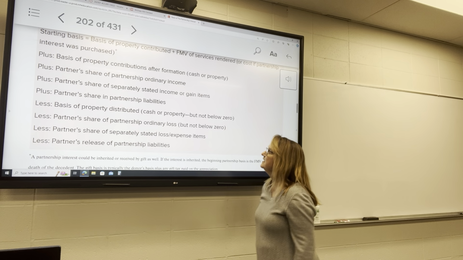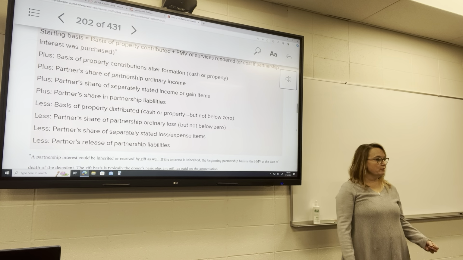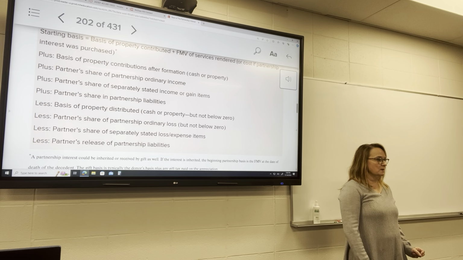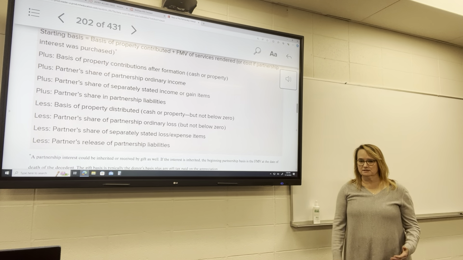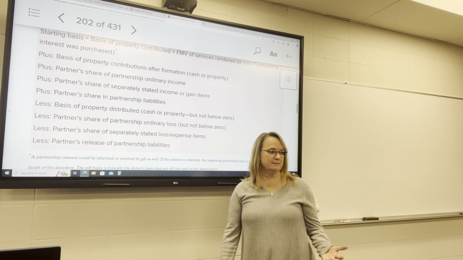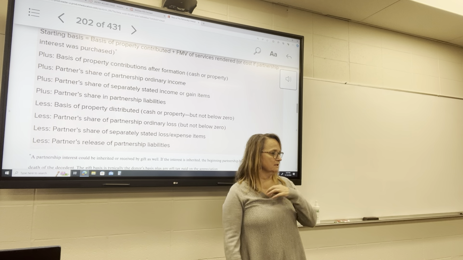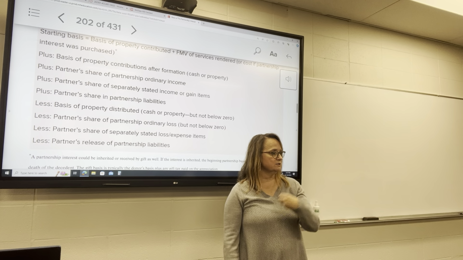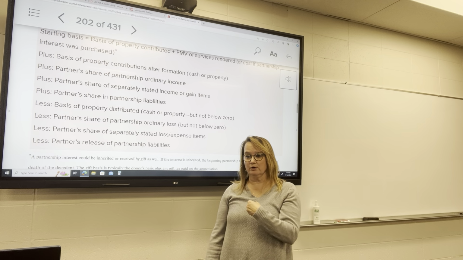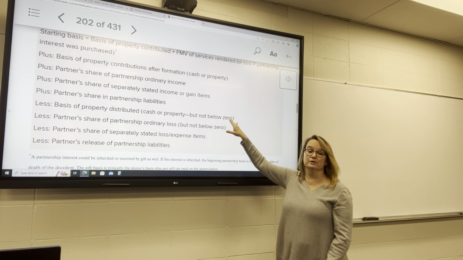The basis of any property distributed, cash or physical property. So distributions can take place, usually they're cash. That's the most common type of distribution, but it could be something like an asset that the partnership owned, and then it's distributed to the partner, okay? But it can't go below 0.